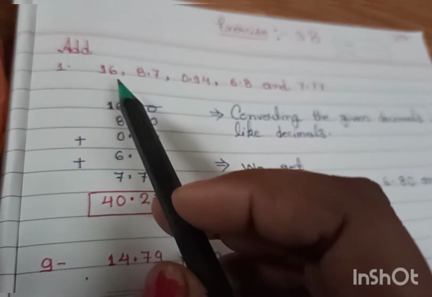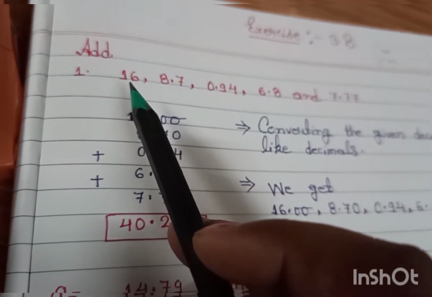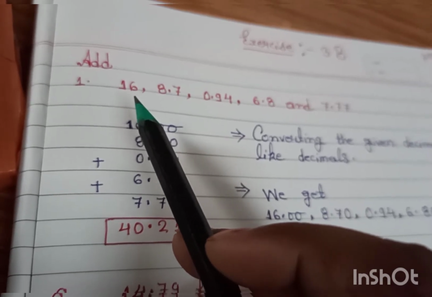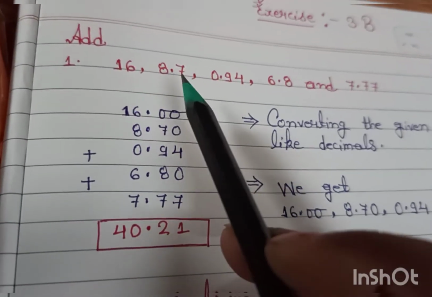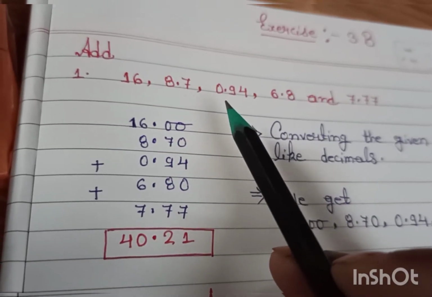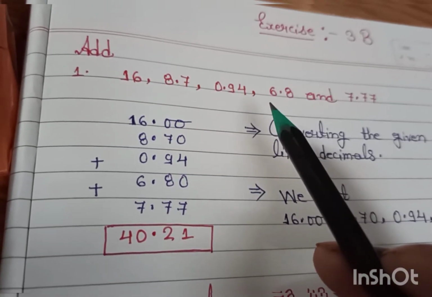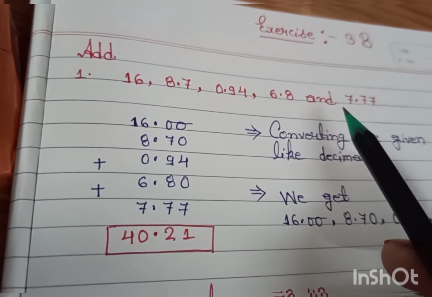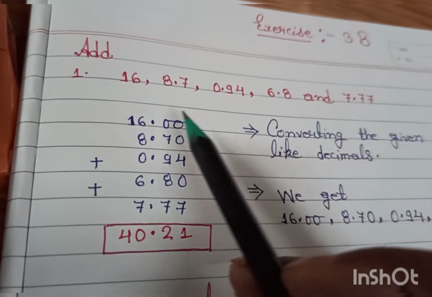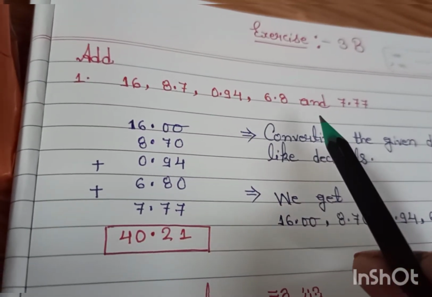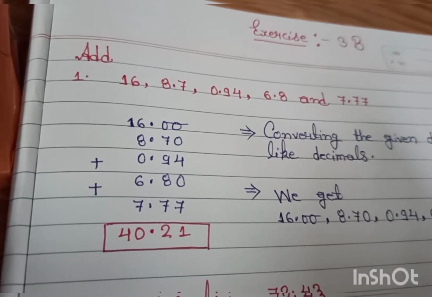So you can see here in this question, 16 is only in whole number form. There is no decimal. This is a comma. And the second number is 8.7 and the third number is 0.94 and the next number is 6.8 and then the next number is 7.77. So you can see all the decimals are not in like decimals form.